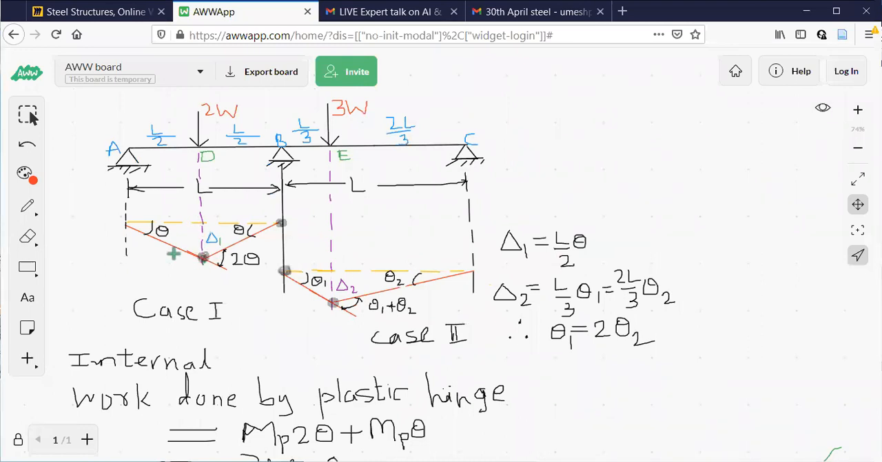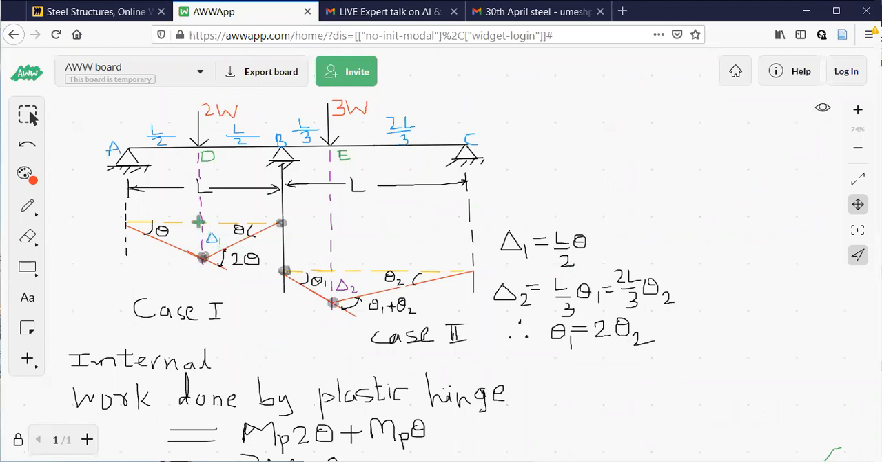Delta 1 is equal to, if you define tan theta as delta 1 by L by 2, you don't have to use tan. Angles will be very small, in radians. So directly say, for example, tan theta is equal to delta 1 by L by 2; I will say theta is equal to delta 1 by L by 2. So what is delta 1? Delta 1 is L by 2 times theta. You remember this much, that's all.